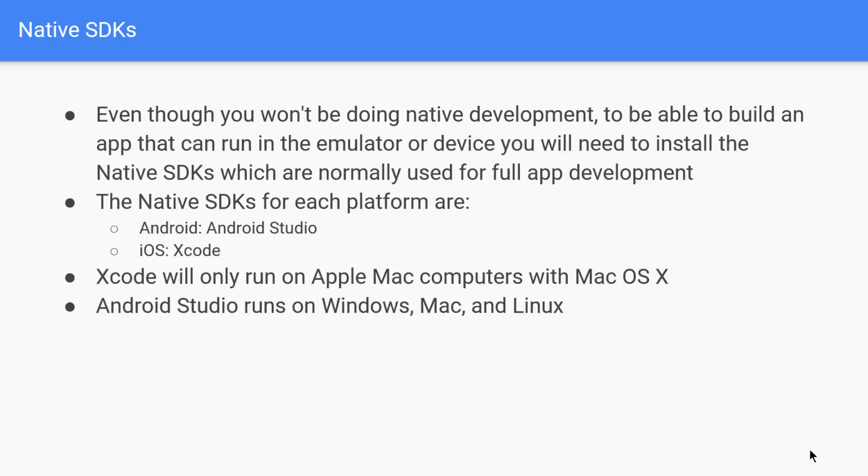Even though you won't be doing native development, to be able to build an app that can run in the emulator or device, you will need to install the native SDKs which are normally used for the full development of an application. The native SDKs for each platform are, for Android, Android Studio, and for iOS, Xcode. Xcode will only run on an Apple Mac computer with Mac OS X. Android runs on Windows, Mac, and Linux.